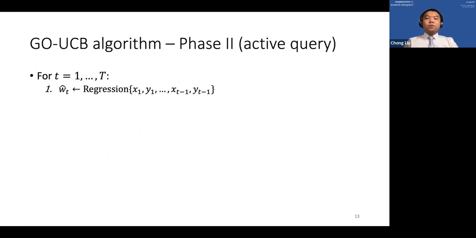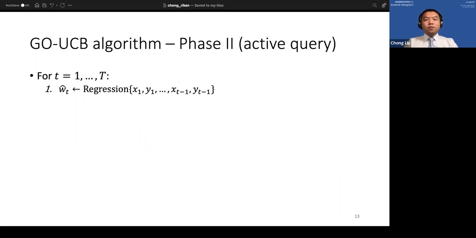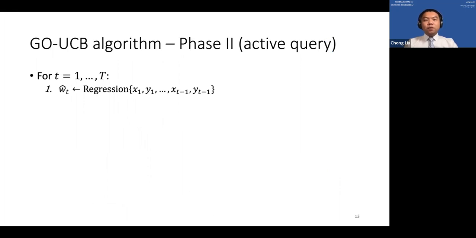The phase two design runs in iterations. It runs from time one to time big T. And first of all, I'd like to run some regression on all the history data that I collected. Please pay attention here. The history data means that from time one to time T minus one, which means that it did include all the history data from the very first time.